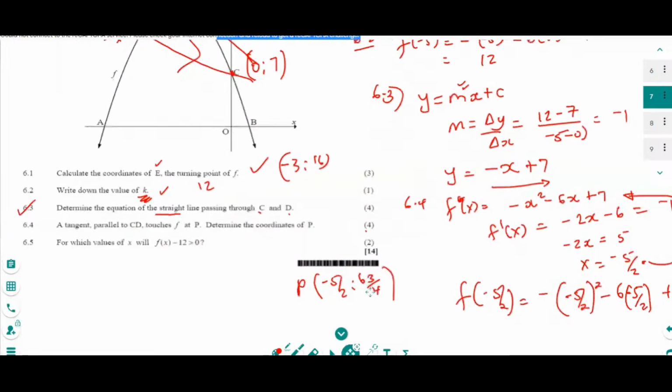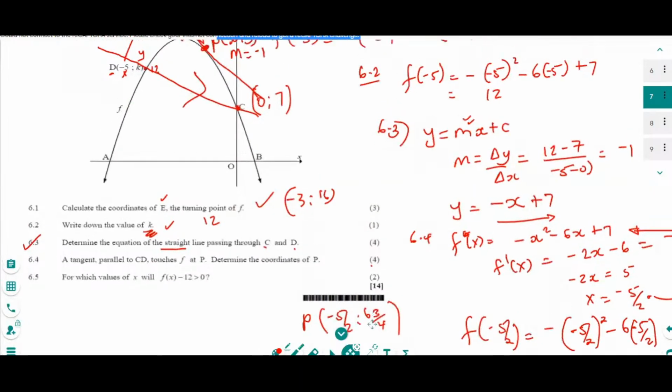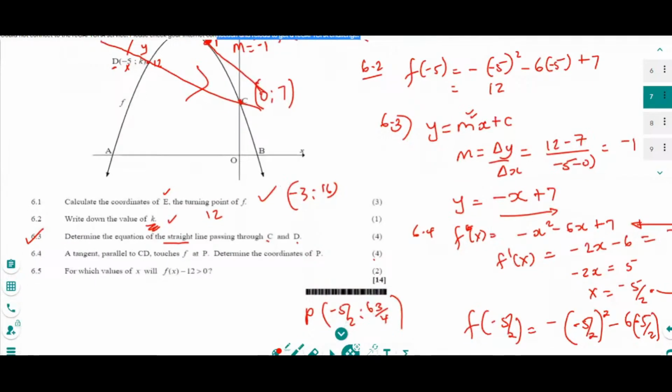Then 6.5, for which values of x will f of x minus 12 be greater than 0? So what we need to do is look at the graph. I can move this 12 that side, and then I have f of x is greater than 12. So where do I find the graph to be above the 12 of the y? Because f of x is y. Where do I find y to be greater than 12 on this graph of ours?